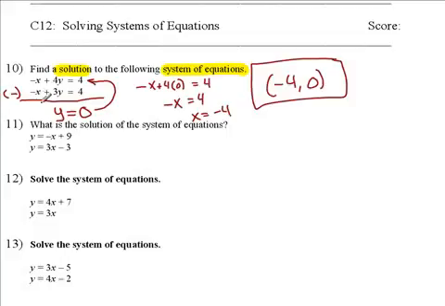Let's check it in the other equation. Negative negative 4 plus 3 times 0, does that equal 4? Yeah, it does. It checks, so this answer has to be right, and it can't be wrong. Let's look at number 11.